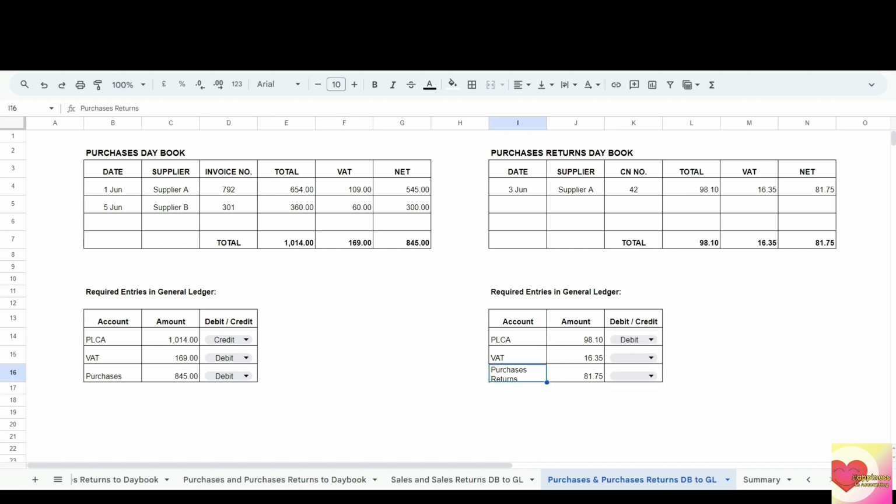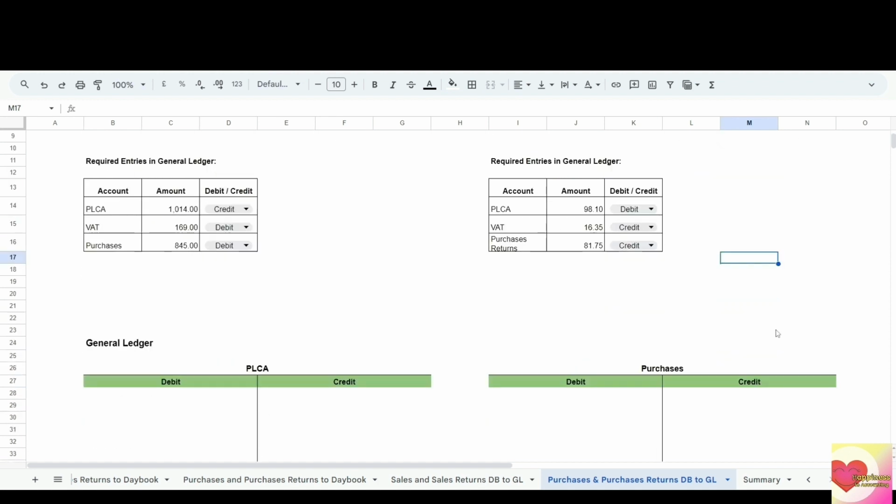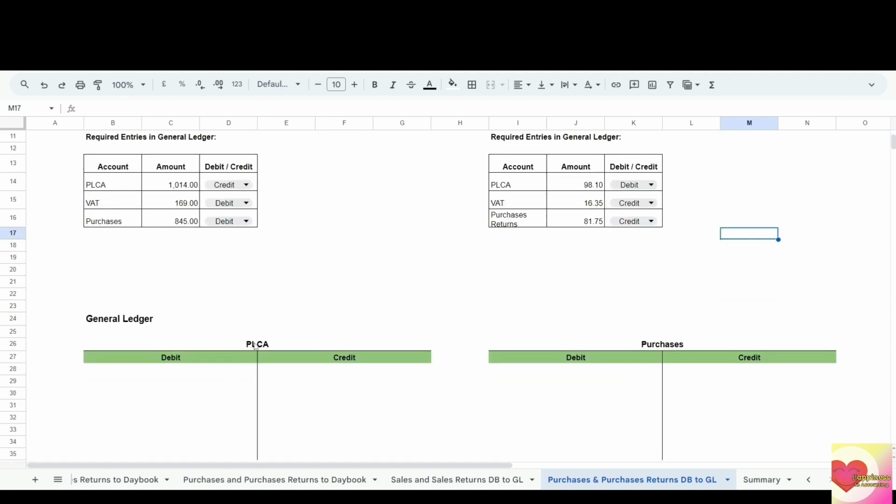Let's do the purchases returns next. Purchases returns decreases our purchases, which is an expense, so it goes to credit. And the VAT goes with the purchases returns, which is credit. In general ledger, the accounts would look like this. Always remember the dual effect.